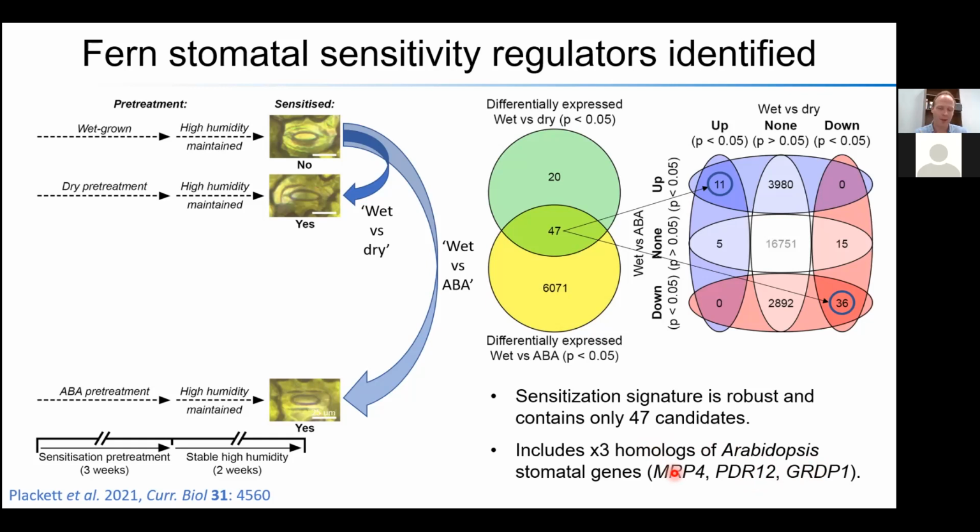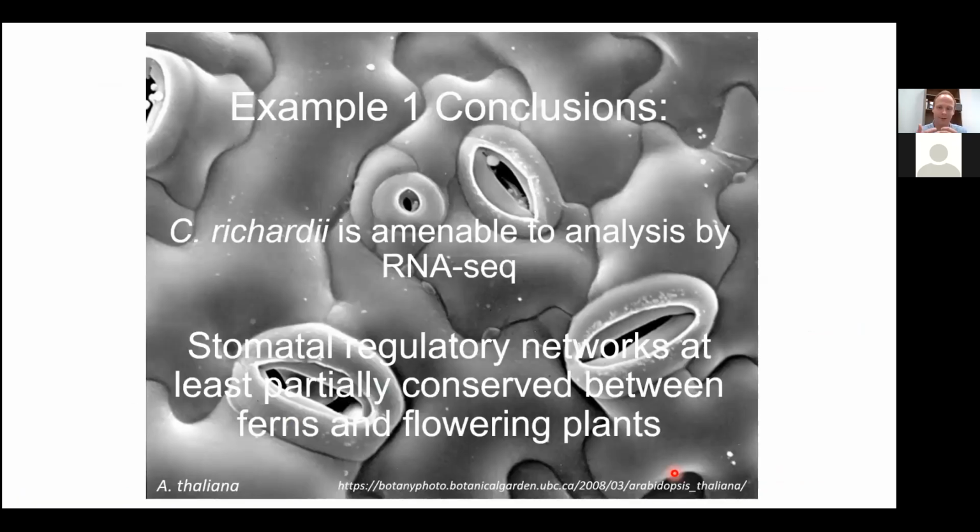So we think that what is happening here is that sensitization is causing the stomata to become more responsive, using the same mechanism as closure, but just putting it on a hair trigger. And it's possibly doing that by making it more sensitive to internal ABA signals. So this was really quite an exciting piece of work.